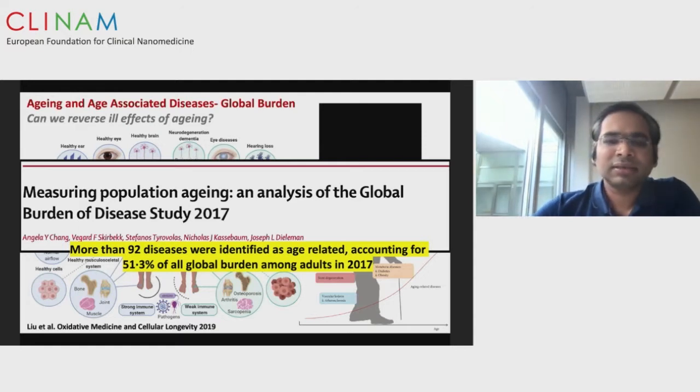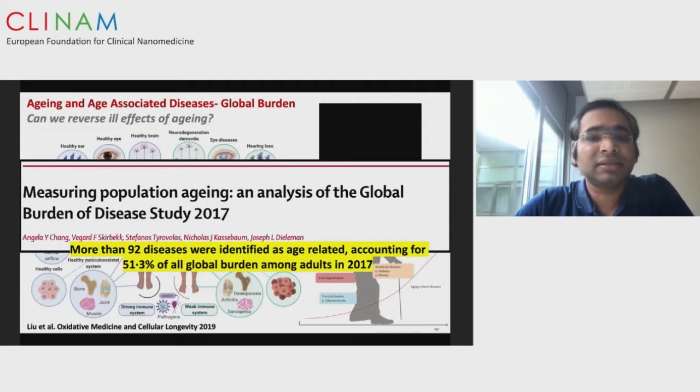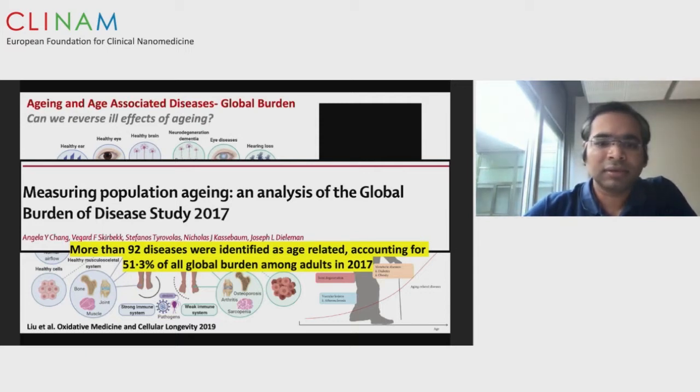So the question is: is there any common mechanism among all these diseases, or is there any central molecular player which we can specifically target in order to reduce the ill effect of aging and so improve healthy aging? And the answer is maybe yes, we have a central player.